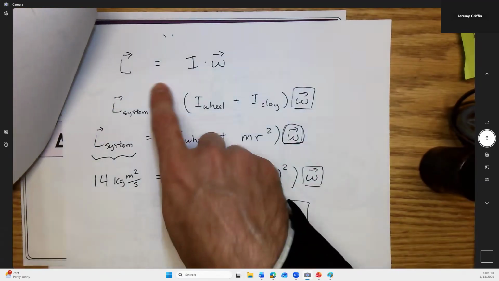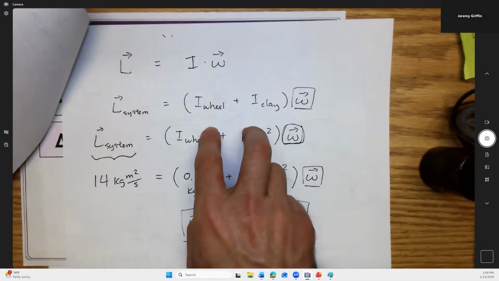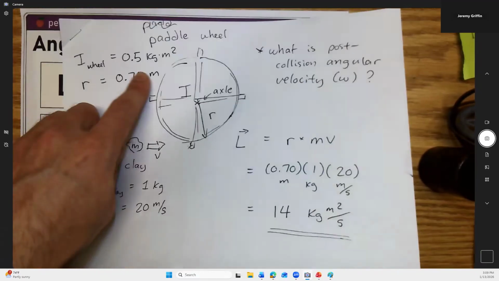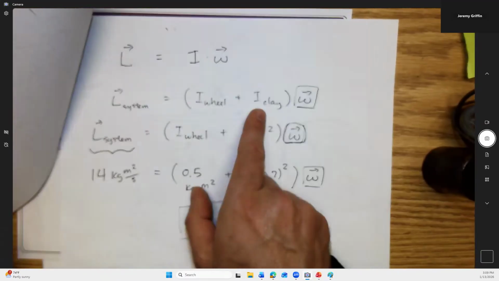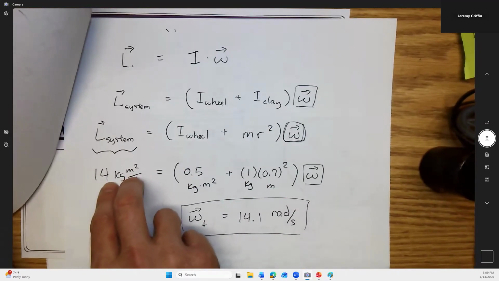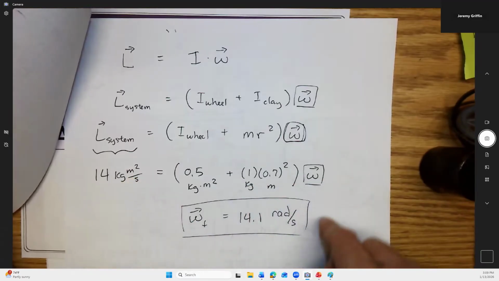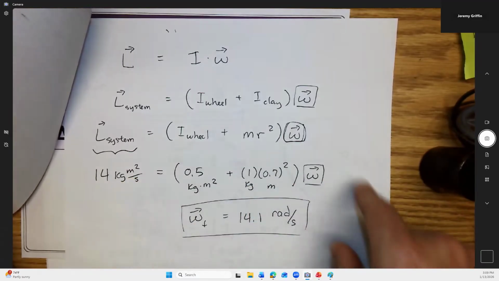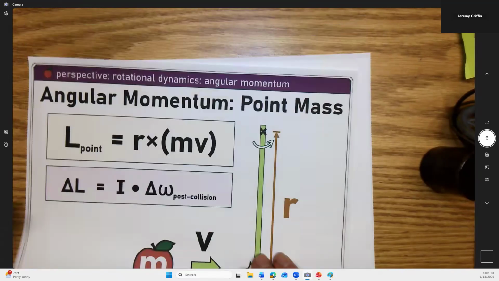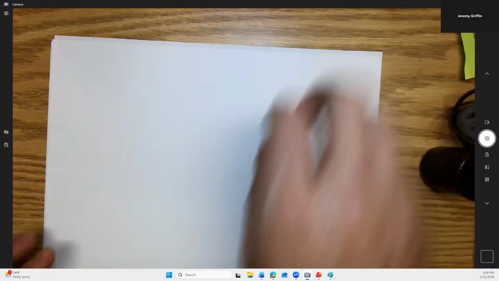I know angular momentum is I times omega, so here's the rotational inertia of the wheel, which might be some given value. Maybe I just give you that value. And then the clay is mr squared. Then here's the angular momentum that was in the system, which came from the clay. So you can solve for omega, and you can figure out how fast the wheel spins. Okay, so let's bring that there. That's fun. All right, let's do at least a couple of puzzles here.